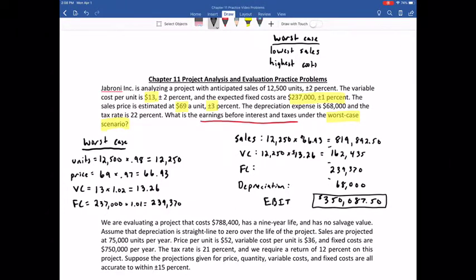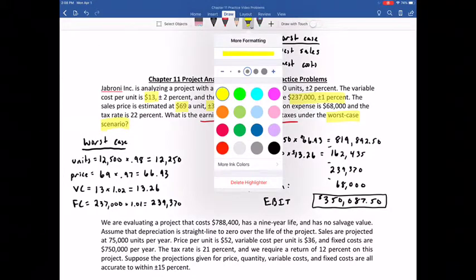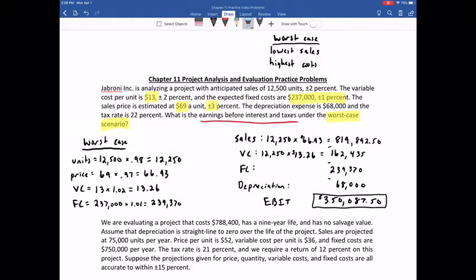Now you could solve for the EBIT under the other two scenarios as well. Base case scenario, if they asked what the base case EBIT would be, the values that you would use on this pro forma income statement, which remember is just a projected income statement, would be the initial values. So no adjustments for best case, worst case. If it was the best case scenario, you would have the highest amount of sales and the lowest amount of costs.